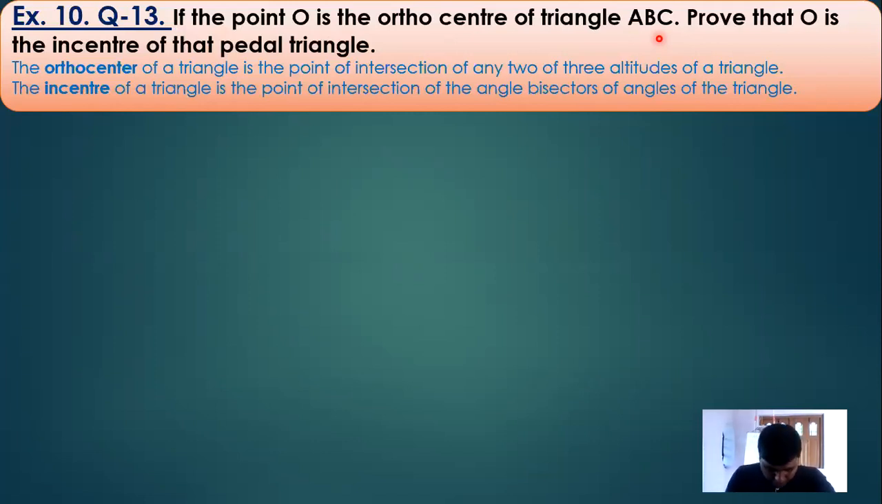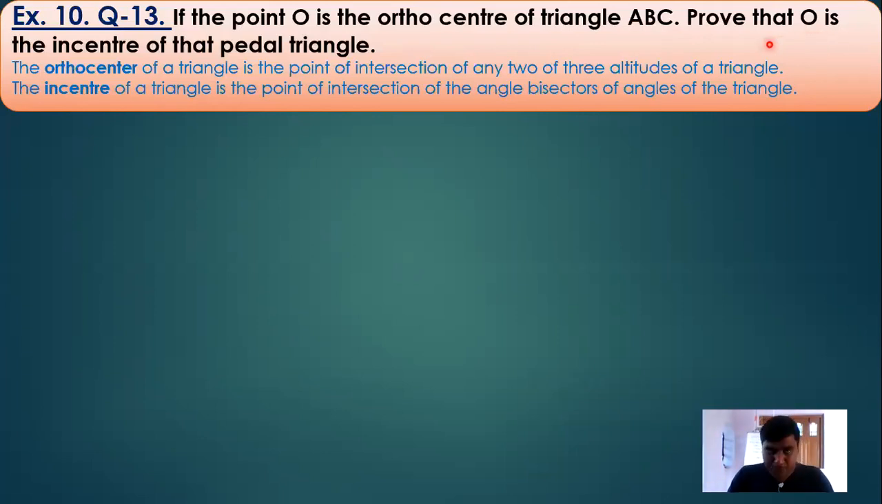First, what is the meaning of orthocenter? The orthocenter of a triangle is the point of intersection of any two of the three altitudes of a triangle. So that means in a triangle, the three altitudes are concurrent, and the point of concurrency is called the orthocenter. Prove that O is the incenter of that pedal triangle. So what is the incenter, and what is the pedal triangle?